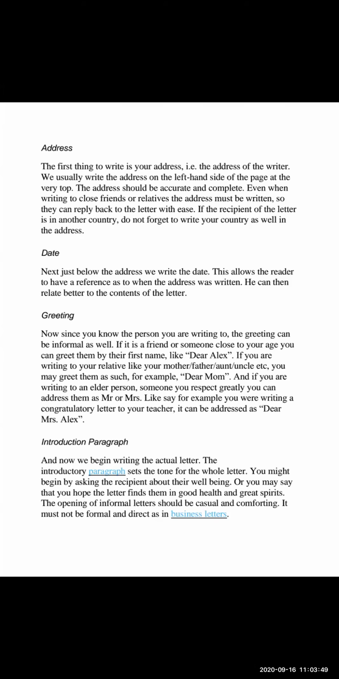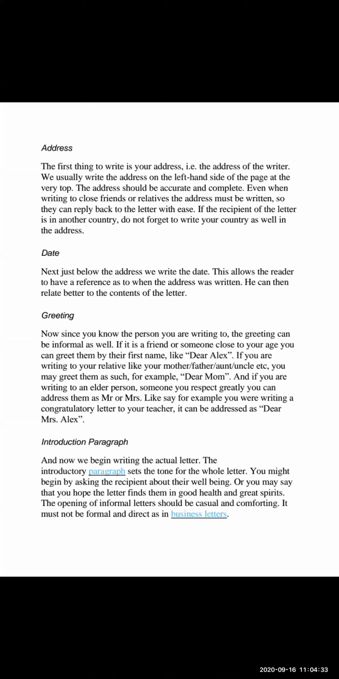Now the next one is the greeting. Because you are writing this letter to your friend or family members, the greeting should start with dear. Dear friend. If you know the name of that friend, then you can write dear Alex. If you are writing a letter to your mother, then you can write dear mom. If you are writing to your father, you can put the name of your father also. So first is the address, second is the date, and third is the greeting.